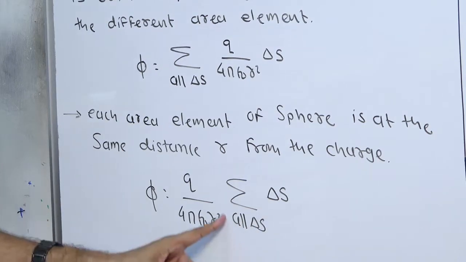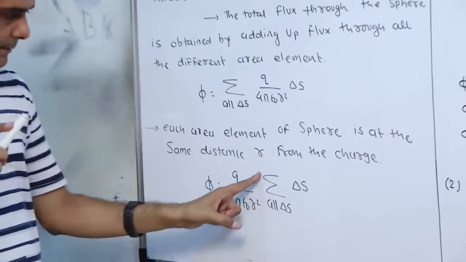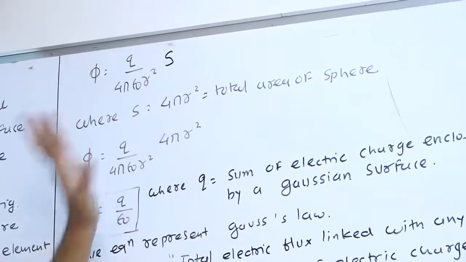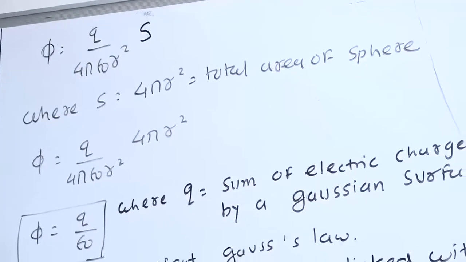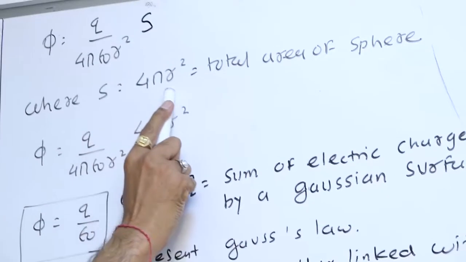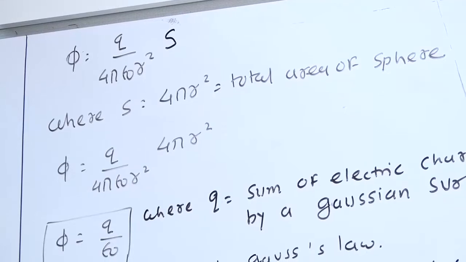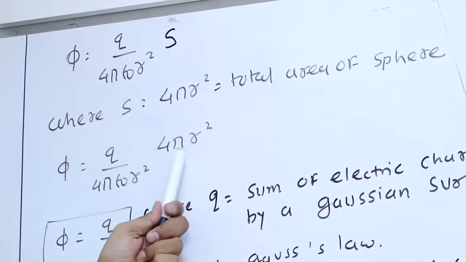So this is replaced by now only s. Therefore, q upon 4 pi epsilon 0 r square into s, where s is equal to 4 pi r square, the total area of the sphere. The area of the sphere is equal to 4 pi r square, so now s is replaced by 4 pi r square.